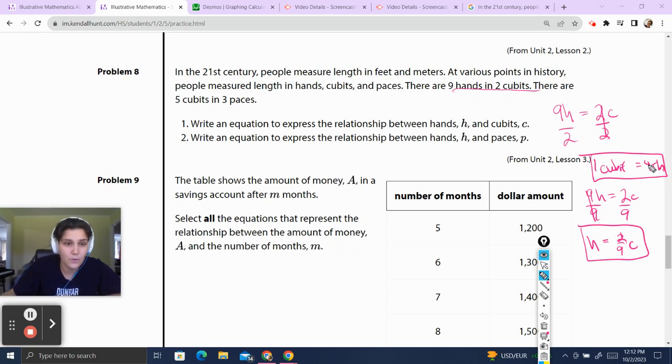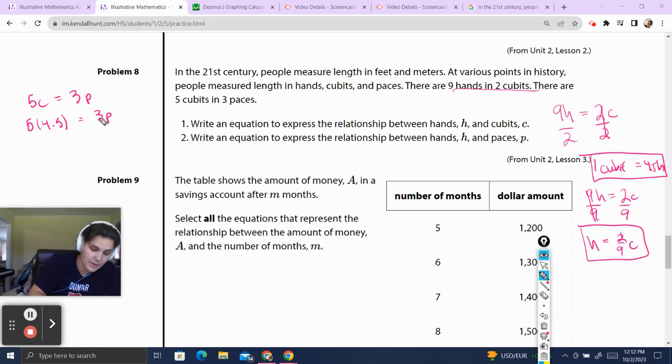So we're going to use this for question number 2. Write an equation to express the relationship between hands and paces. So we know there are 5 cubits in 3 paces, and we want to define this in terms of hands. Now I know 1 cubit is 4.5 hands. So if I have 5 cubits, I'm going to have 5 times 4.5 hands, because there's 4.5 hands in each cubit, is going to equal 3 paces.